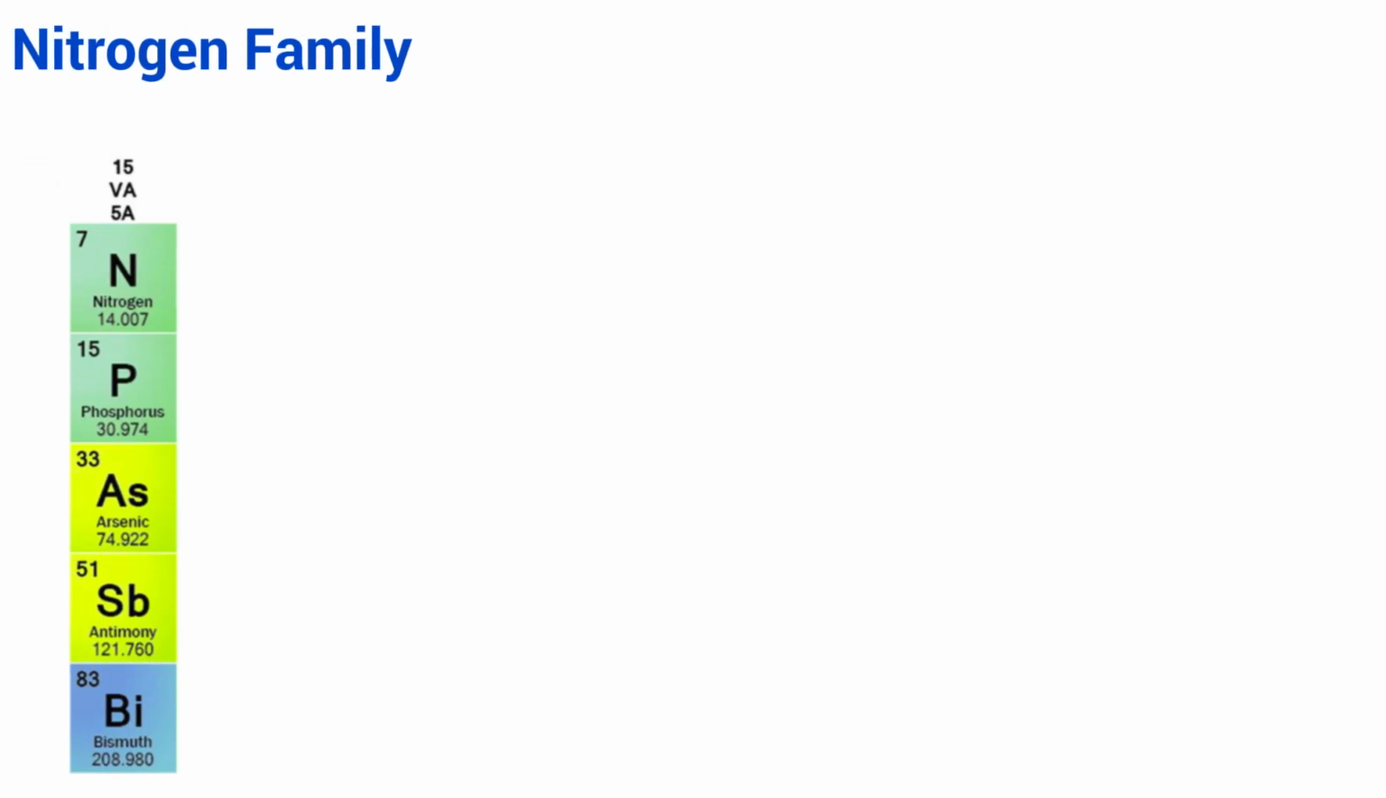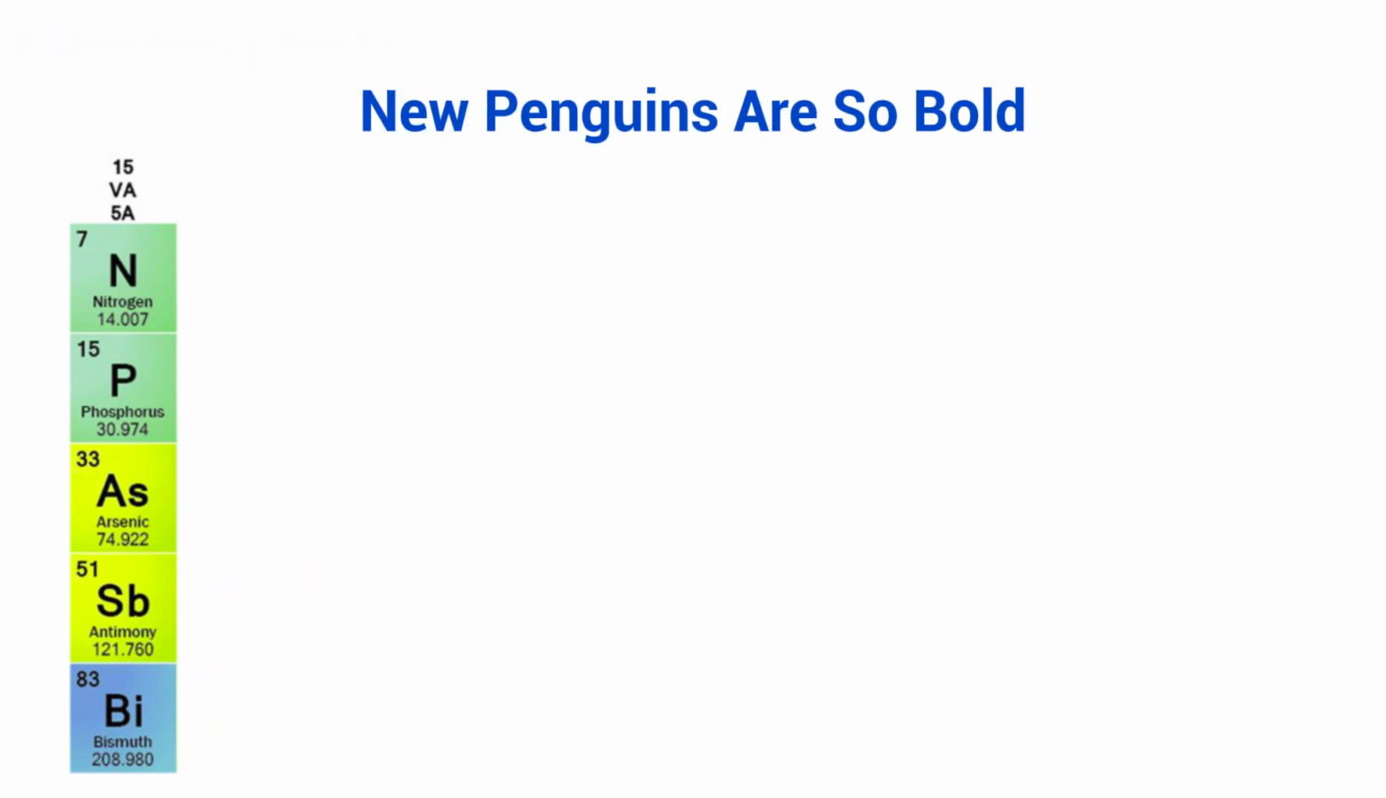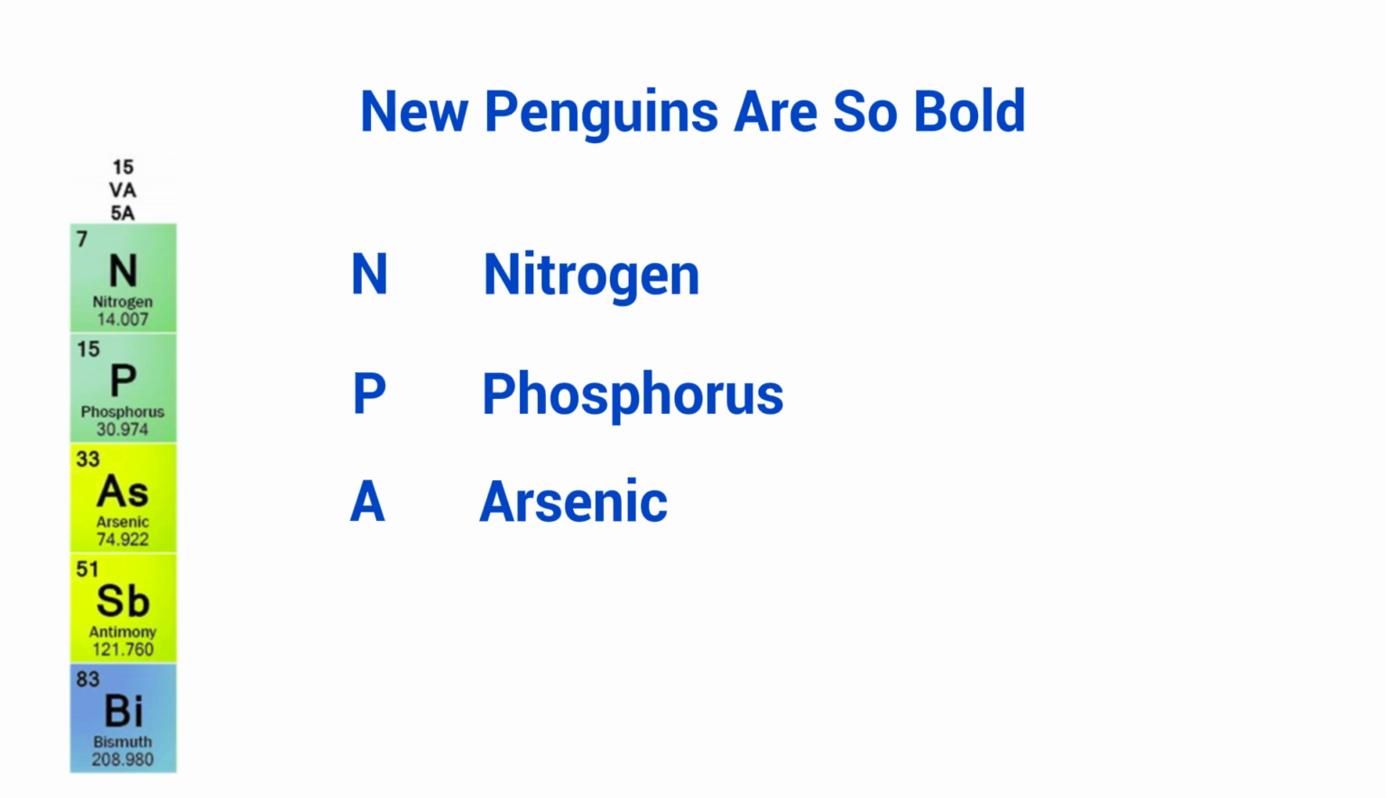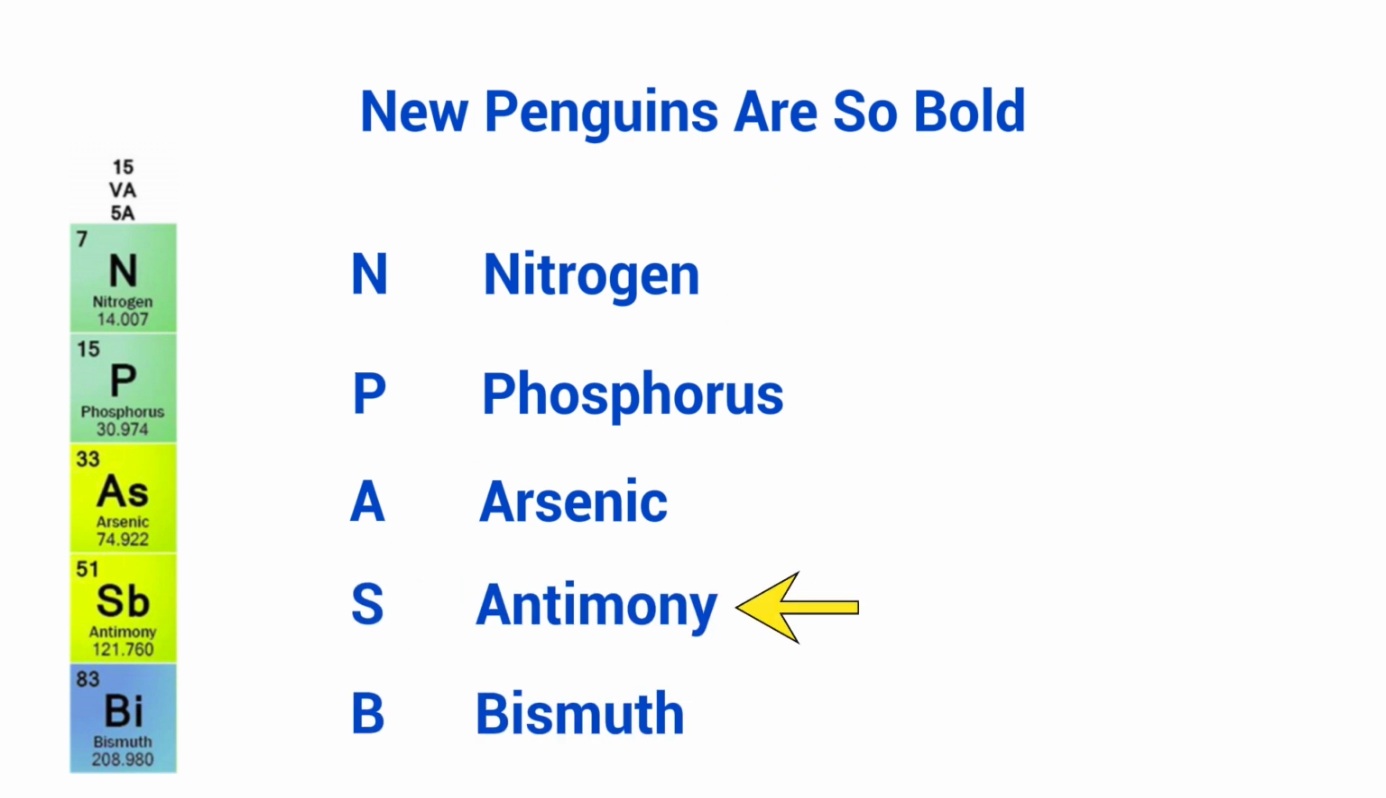Now for Group 15, which is the nitrogen family. This includes nitrogen, phosphorus, arsenic, antimony, and bismuth. New penguins are so bold. Each first letter represents an element name. N for nitrogen, P for phosphorus, A for arsenic, S for antimony, and B for bismuth. In this, the antimony symbol is S, which we used in mnemonic. Don't confuse it with sulfur.